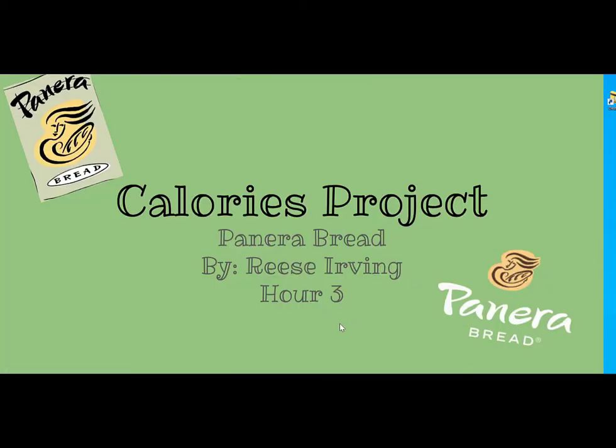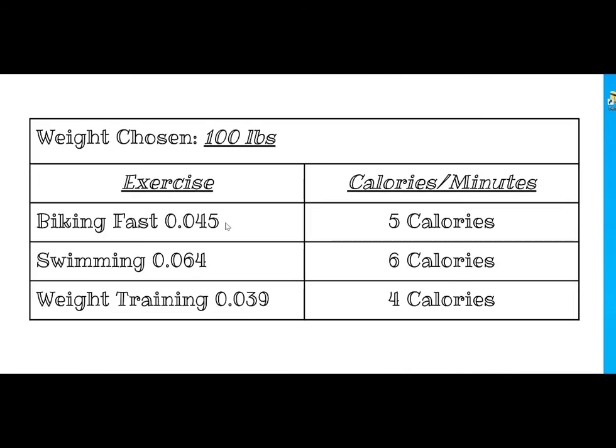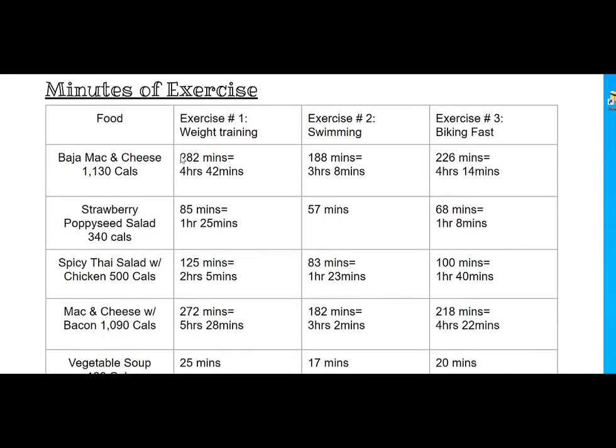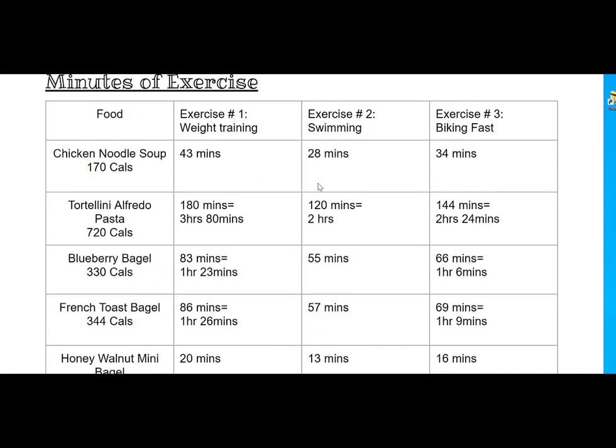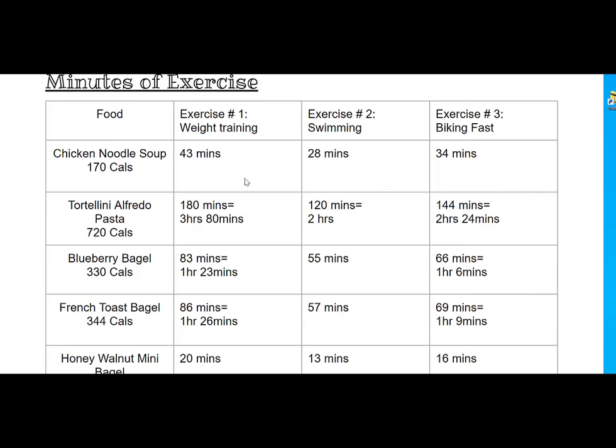For Reese, she did Panera. She has her restaurant listed. She has all of the food items and calories. She has her weight and calories per minute. She even listed the minutes and hours and minutes as well, and finished up her summary. Your project does not have to be very complicated, but you do want to make sure that you include everything listed in the rubric.